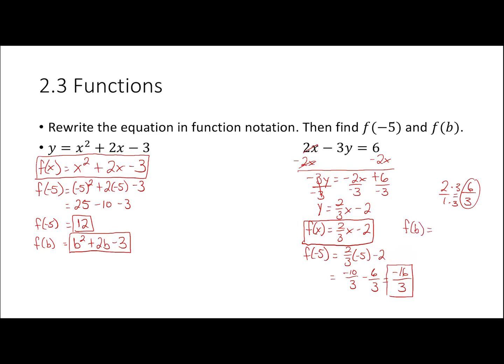And then again, the last part of the question is to find f of b. And so we're just going to take the b and substitute it in. And so we have 2/3 b minus 2.